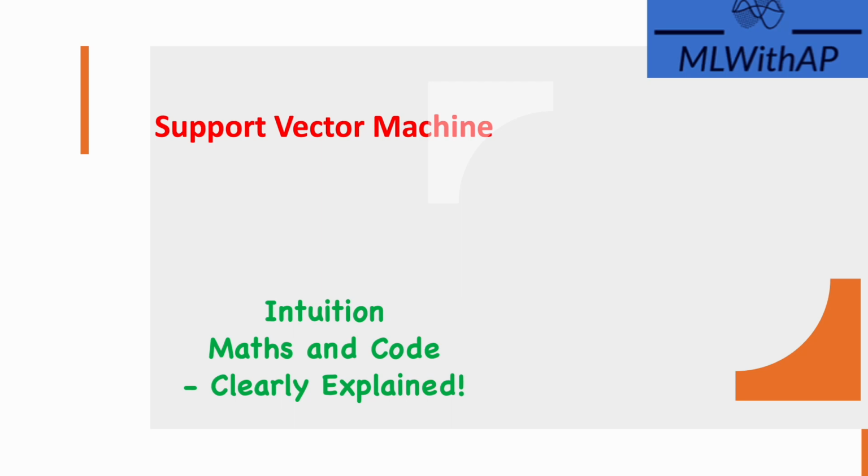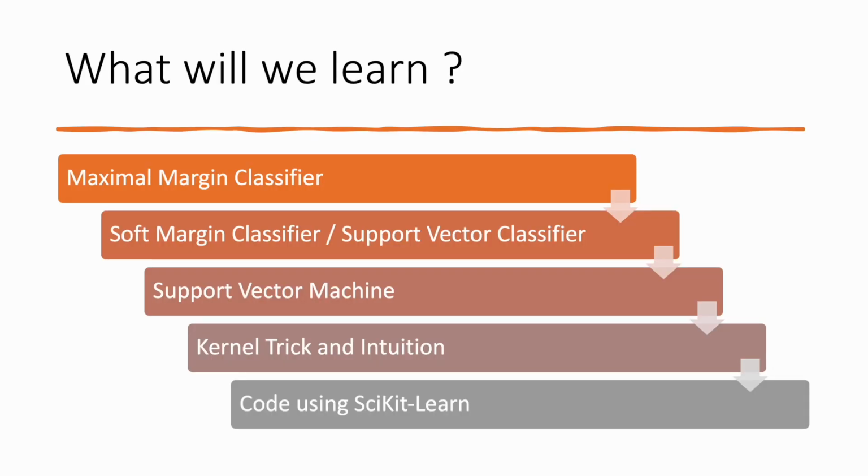This is the third video of the series of videos where we are discussing support vector machine. In the first video, we discussed the maximal margin classifier. We have also seen the intuition and maths behind the soft margin classifier and support vector classifier. We also saw the L1 regularization and the C hyperparameter. We saw the complete math.